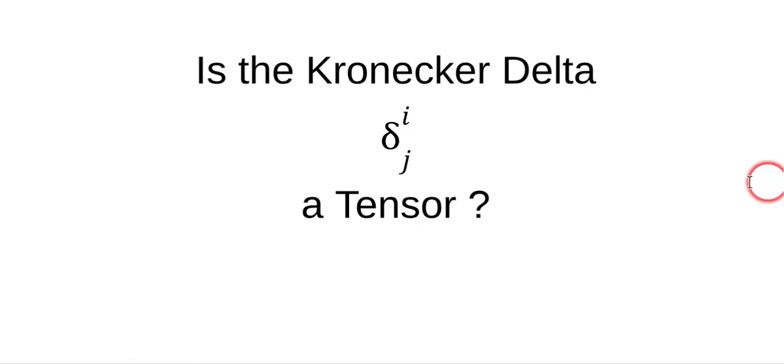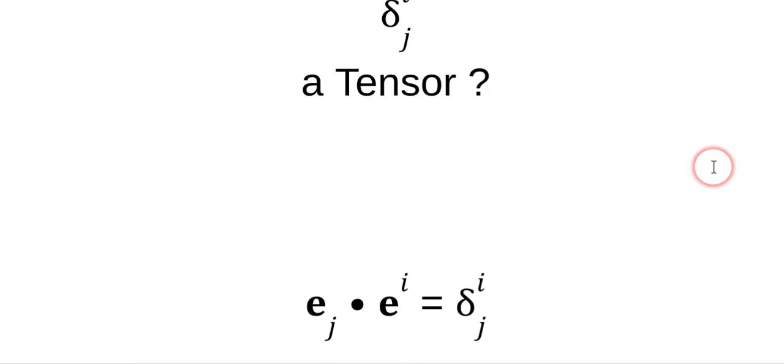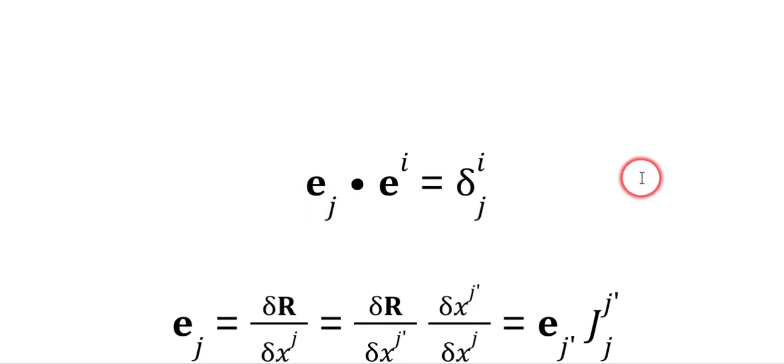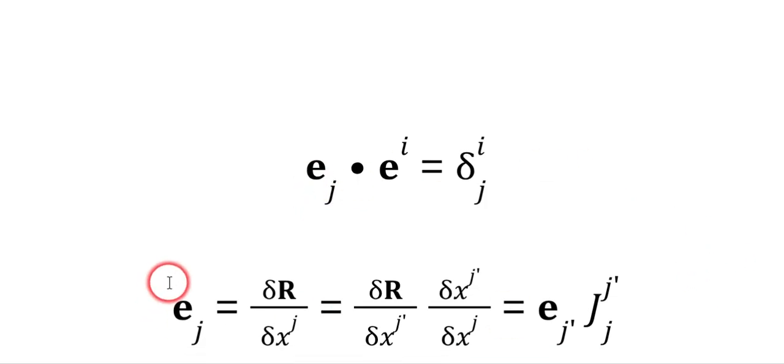Let's prove that. Okay, the easy answer is this is probably the first time I ran into the Kronecker Delta: the dot product of a covariant basis vector with a contravariant basis vector is the Kronecker Delta. Now, what does that mean? How do we know that this is a tensor, and that the product of a tensor with a tensor is a tensor? Well, how do we know this is a tensor? Because it follows these rules.